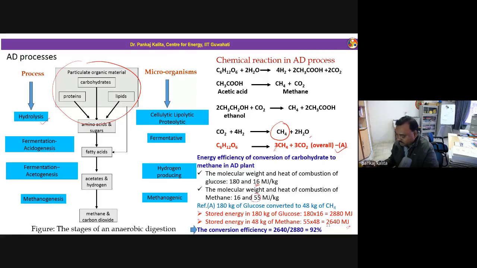That means the conversion efficiency, which is how much methane we get out of this much glucose, is 2640 by 2880, which is equal to 92%. You see, the conversion efficiency from glucose to methane is about 92%. So it is a highly efficient conversion process. But when we talk about system level, its efficiency decreases significantly.